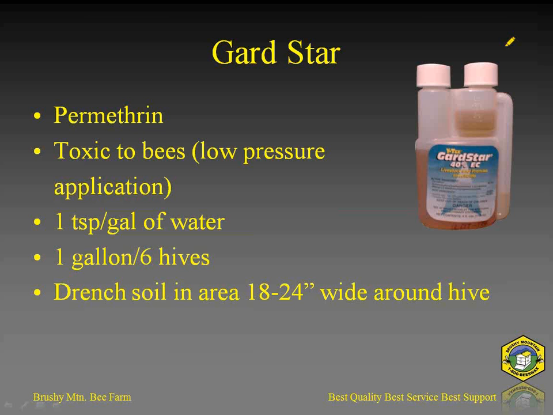You mix about 1 teaspoon per gallon of water. It takes about 1 gallon to treat the perimeter of 6 hives. You want to drench the soil in an area about 18 to 24 inches wide around the hive. That way when the beetle larvae migrate out and burrow into the soil, that's where they'll perish. The directions say you should apply this when you first see larvae or hive beetle in your colony, and probably reapply it after rain or every couple of weeks to ensure that any larvae migrating out of that colony will be affected by the GuardStar.